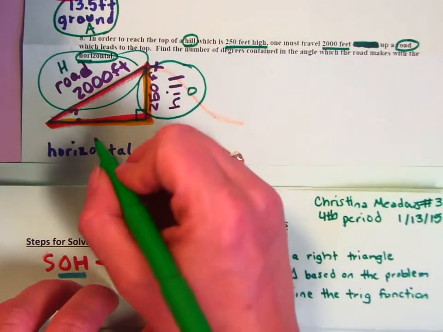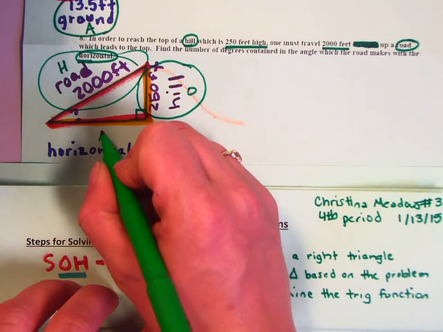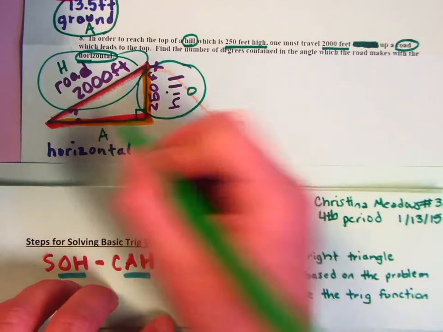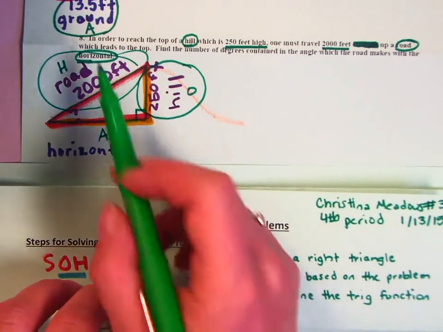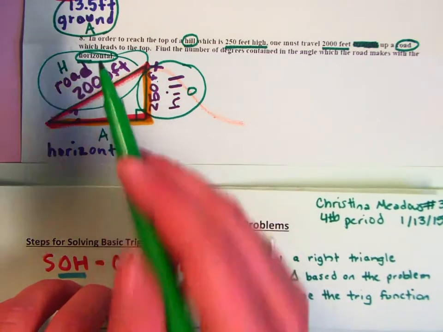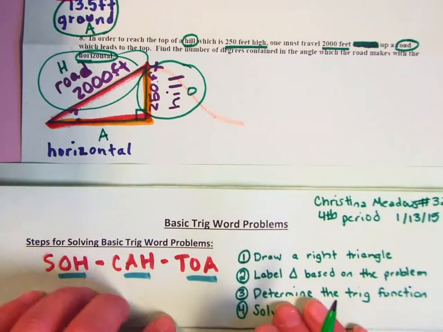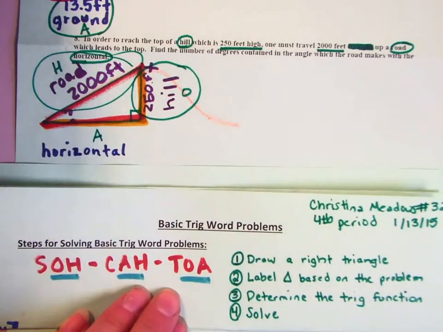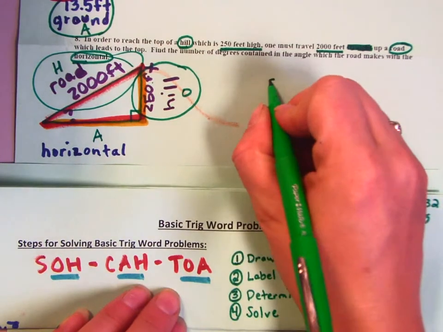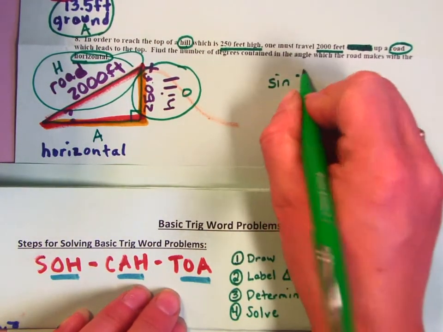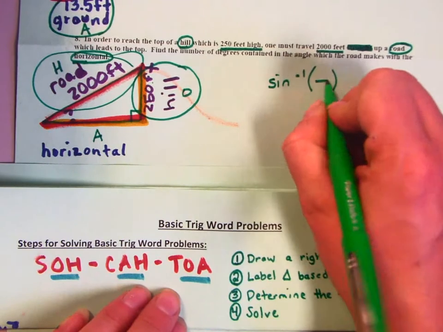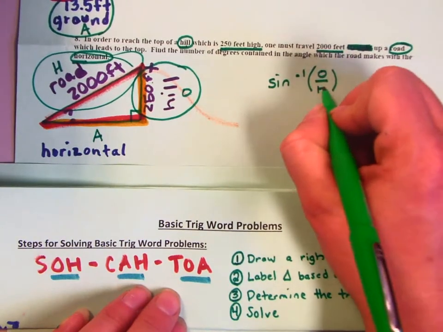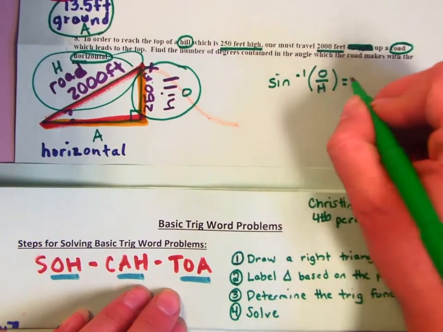That means the horizontal is my adjacent. I have information about my opposite and my hypotenuse. Opposite and hypotenuse make sine, but I'm trying to find the angle. So I'm going to use inverse sine. So I put in my O over H, and I'm going to get out my angle.